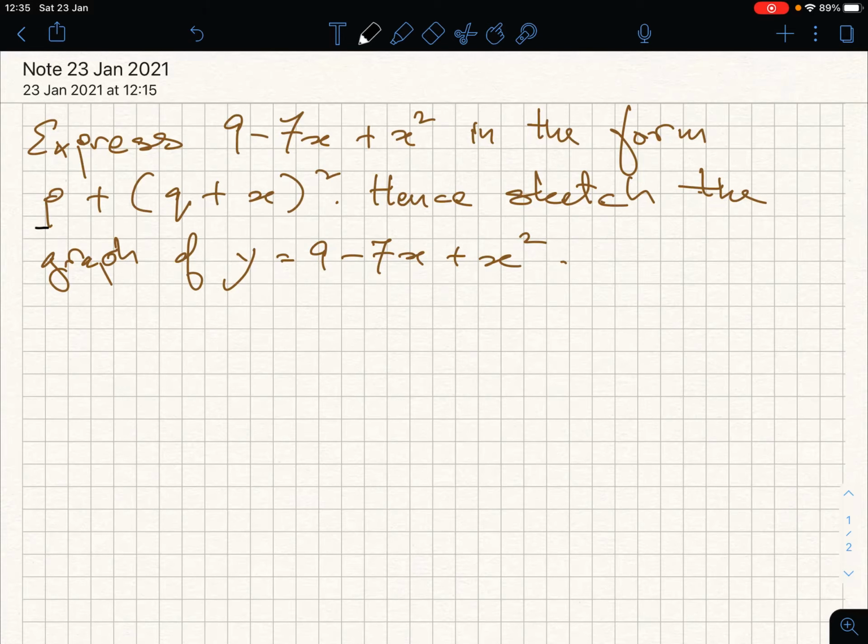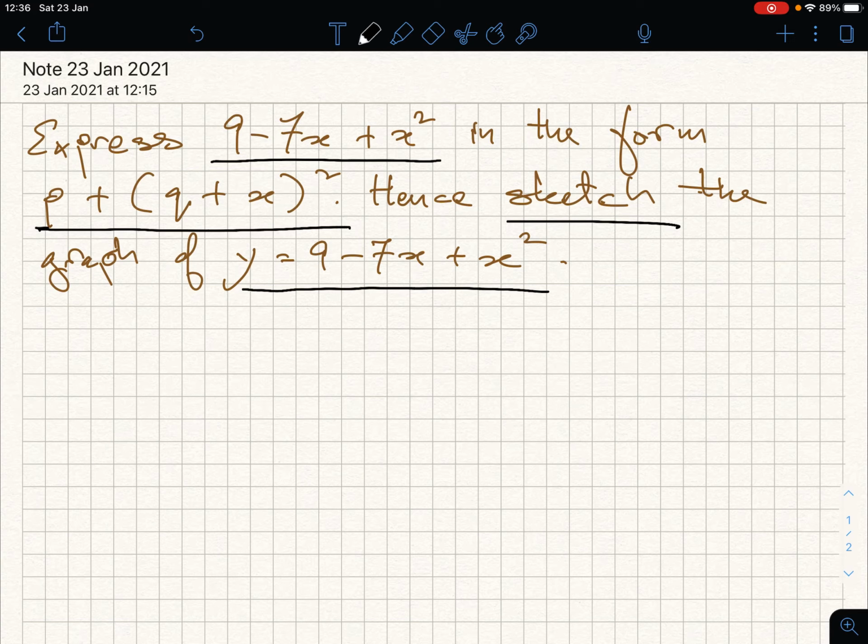Okay guys, welcome back, and we are going to do quadratic equation, completing the square. We have to express 9 minus 7x plus x squared in the form of p plus q plus x, bracket squared, and hence sketch the graph of y equals 9 minus 7x plus x squared.